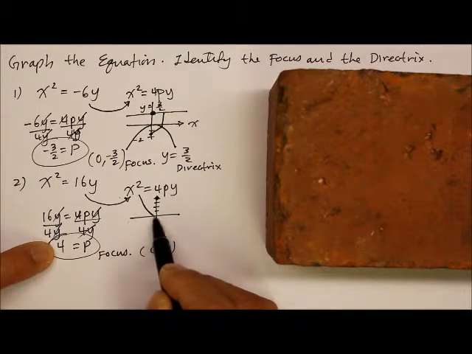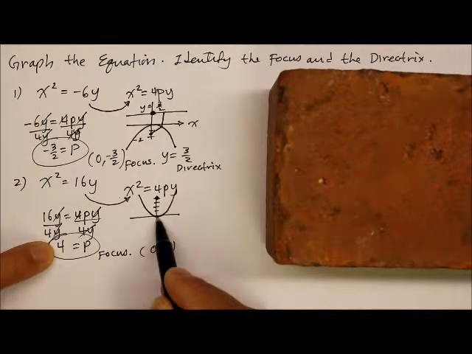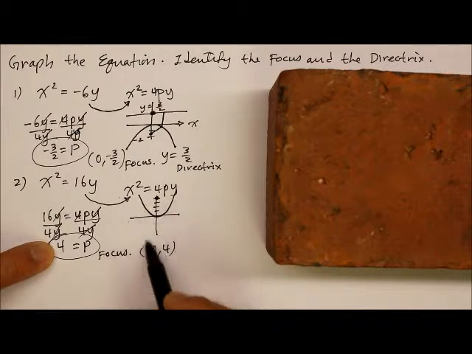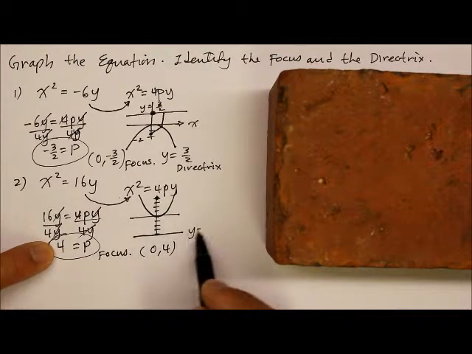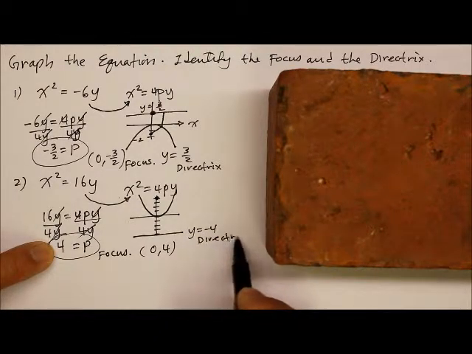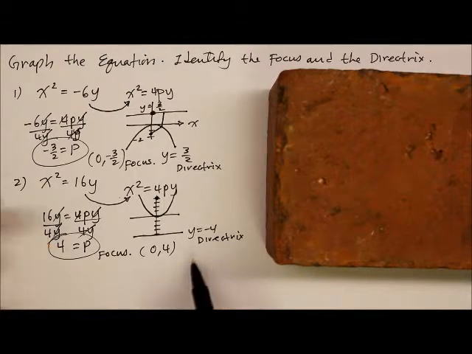And so it's going to open upward, going to the vertex 0 and 0. And the equal distance away is, of course, 1, 2, 3, 4 when y is equal to negative 4. And that's my directrix. There you have it.